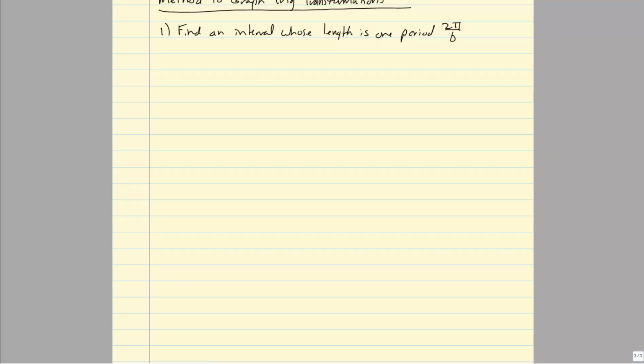So when we say find an interval whose length is 1 period, and that period is based on the 2 pi over b, we do this by solving. We take the argument of that trig function and we put it into an inequality, and notice each end of the inequality is basically where a typical period for sine would start and end. So a period for sine is 0 to 2 pi, and what I'm doing is I'm taking this argument right here and I'm now going to solve for x to figure out where my new start and end points are.